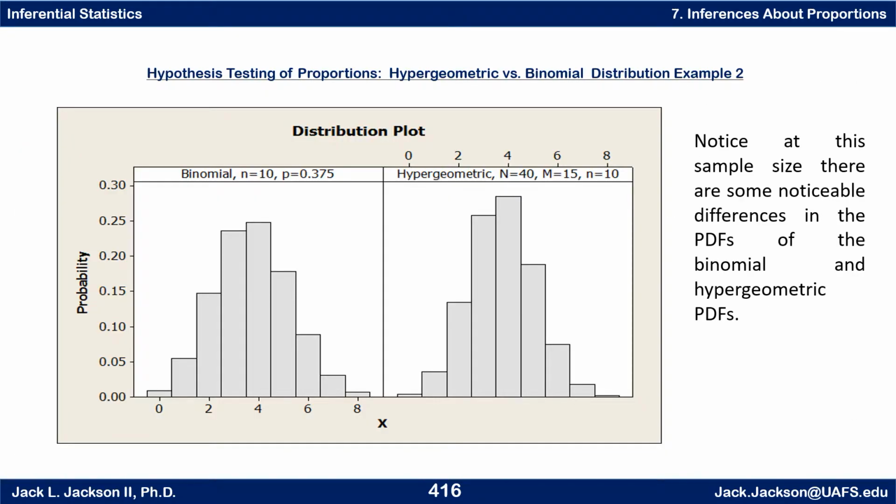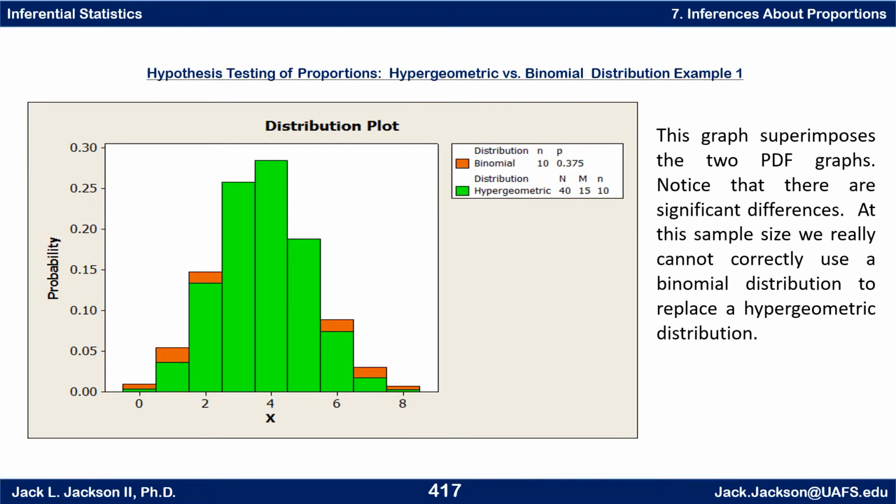Here are the two graphs from the previous time, and we can definitely see some differences in the shapes of those graphs. If we superimpose one upon the other, we get this graph here, and you can clearly see that the binomial is sticking out on the outer pieces, and the hypergeometric is taller in the middle pieces.